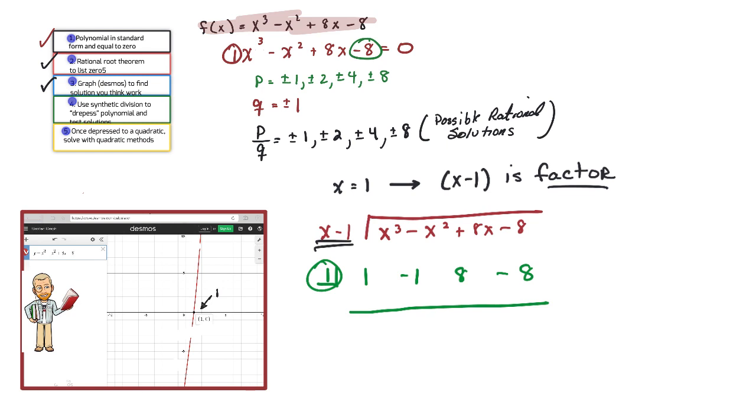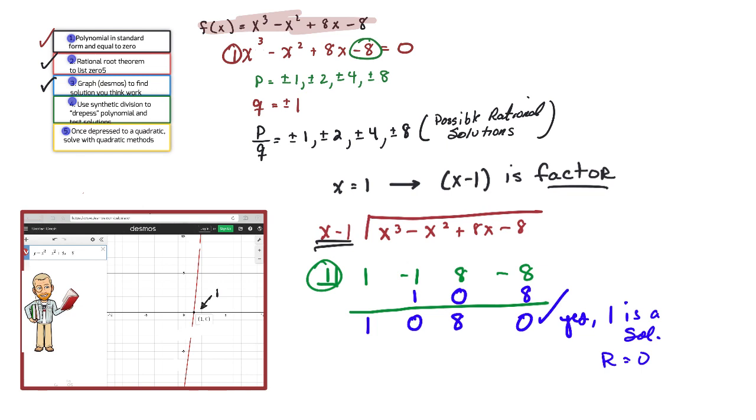Now, remember, 1 we think is a solution because of the graph. And so we better get a 0 for a remainder. It better divide evenly into it. Otherwise, it's not a solution. So now that says yes, 1 is a solution. Why? Because the remainder equals 0.